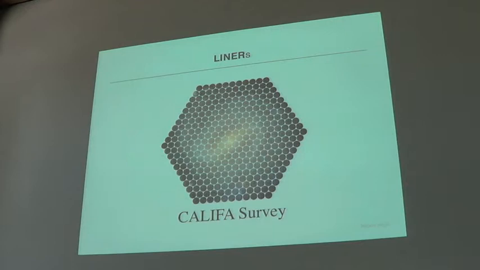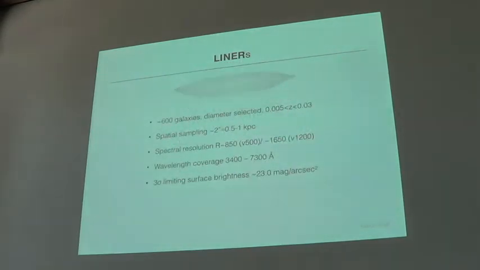You see the CALIFA logo, and it shows you the hexagonal field of view of the PPAK IFU with its 331 science fibers. And here are a few numbers. The CALIFA survey was initially set up to observe 600 nearby diameter selected galaxies. It has a spatial sampling of about 2 arcseconds. And with the low resolution grating that I use, I can cover the whole optical wavelength range, which is very useful if you want to use the BPT diagram, which I'm going to show you later.